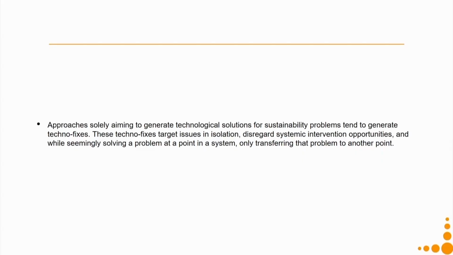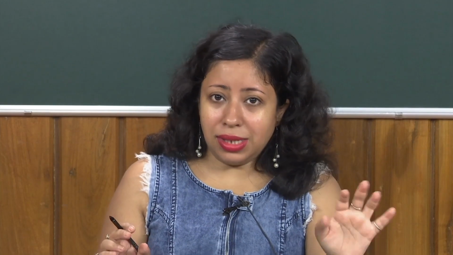Approaches solely aiming to generate technological solutions for sustainability problems tend to generate techno-fixes. These techno-fixes target issues in isolation, disregard systemic intervention opportunities, and while seemingly solving a problem at a point in the system, only transfer that problem to another point. What happens to that denim when you no longer want to use that jacket or the trousers? There is no answer to that, there is no recycling for that. So, I just transferred the problem of the PET bottles from point A in time to point B in time, and I have no solution for point B. So, techno-fixes have that limitation.